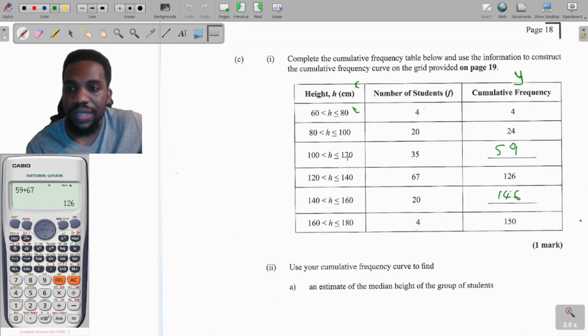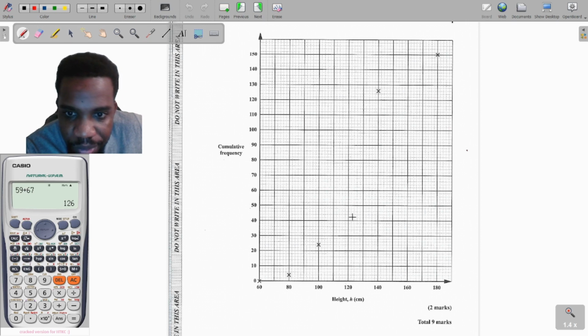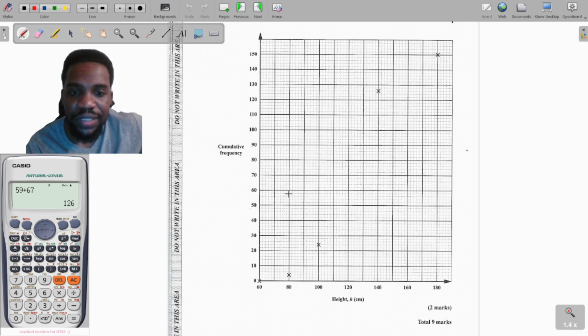So we want 120 with 59. Let's see if we have that. We have 120. We don't have 59, right? So I'm going to put that in. All right, let me use red. So 120, and I'm going up to 59. Now notice that you have 5 lines in between. So if this is 50 and this is 60, it means that each line represents 2. So it means that 59 would be right in the middle right here with 120. I'll put in my letter X right there.